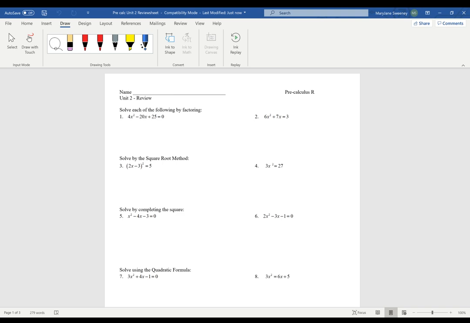Okay, so for the odds of the Unit 2 review, first one is done by factoring. Just a reminder, you want what multiplies to 25, and the outers and inners must add to negative 20. So 4x squared, it could be 4x and 1x, or it could be 2 and 2. I usually start with the least extreme, 2 and 2.